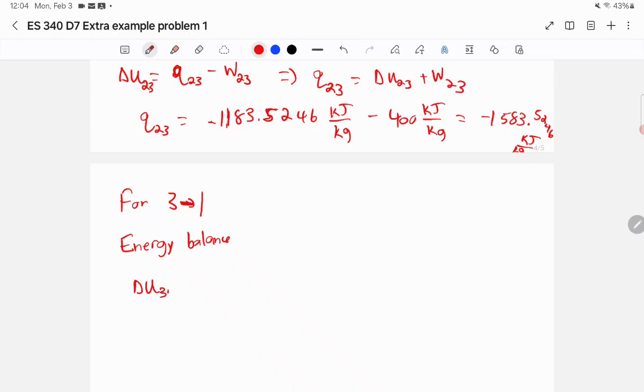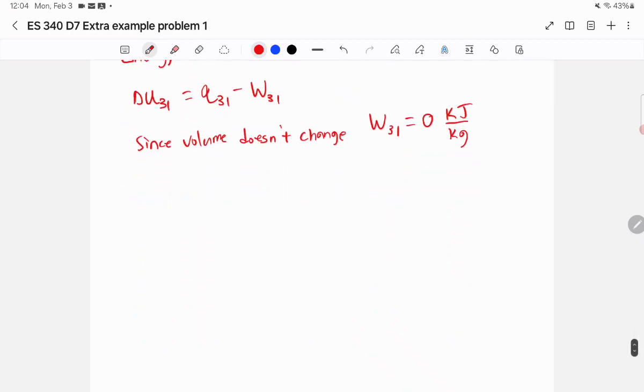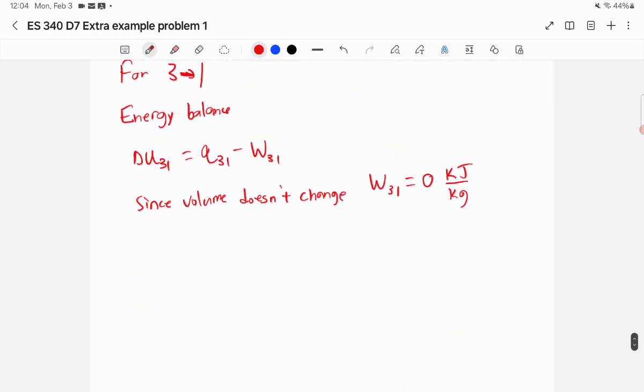So energy balance, let's jump right to the energy balance. Delta U 31 is going to be equal to Q 31 minus W 31. Since volume doesn't change, W31 is equal to 0 kilojoules per kilogram. These are lowercase values, so it's going to be in kilojoules per kilogram. And that just means that delta U31 is going to be equal to Q from 3 to 1.